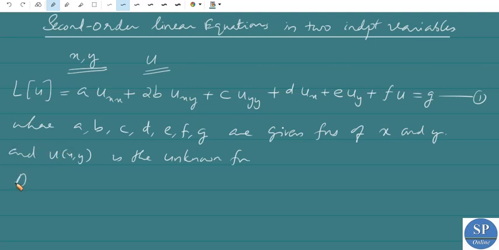Now assume that the coefficients a, b, c, etc. Here we have multiplied this coefficient with 2; it is actually for convenience. Now we have to assume that a, b, and c do not vanish simultaneously. That is, assume that a, b, and c do not vanish simultaneously.